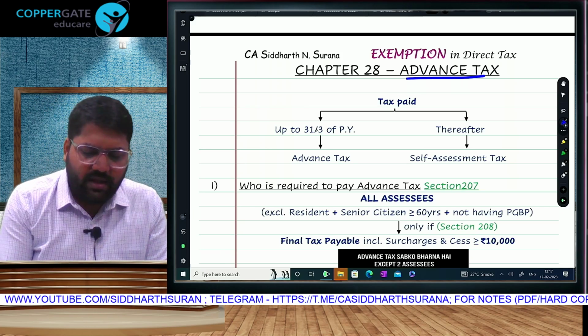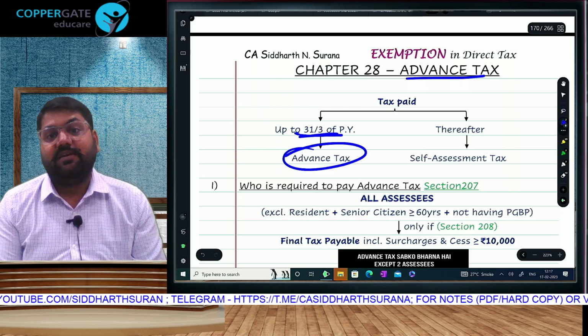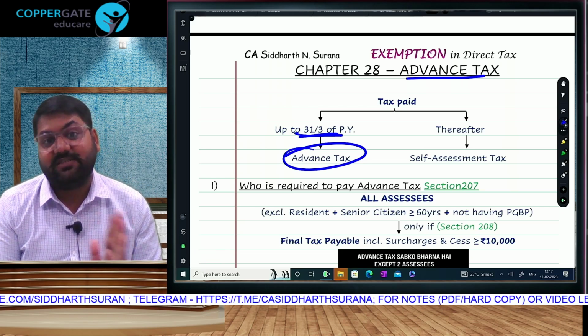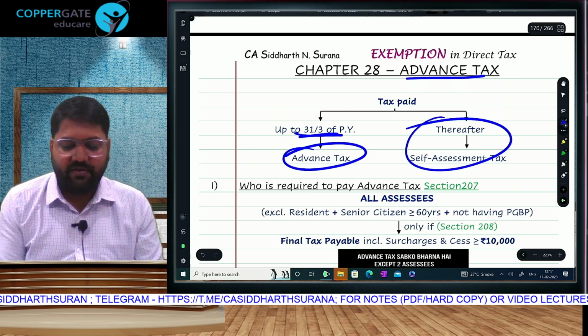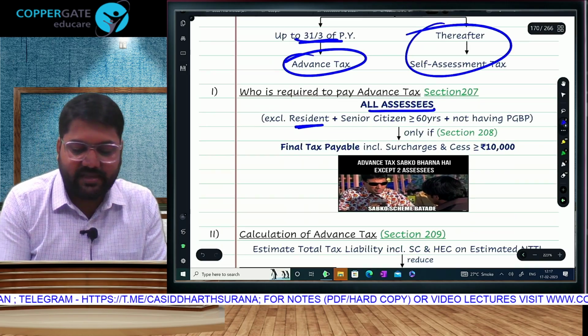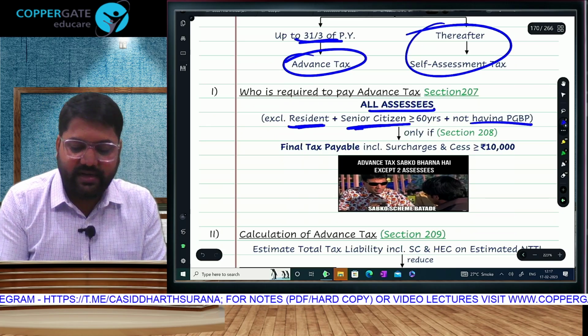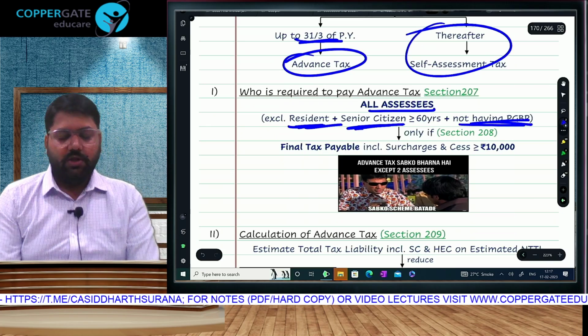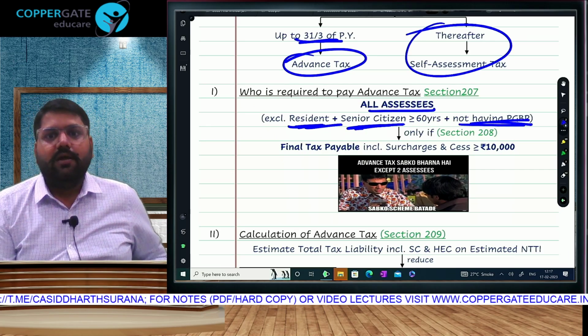So any tax that you pay up to 31st March is advance tax. Even if the last due date is 15th March, till 31st March it is advance tax. After that we call it self-assessment tax. All assessees have to pay advance tax except resident 60 years, no business. Resident 60 years, no business. They don't have to pay advance tax.